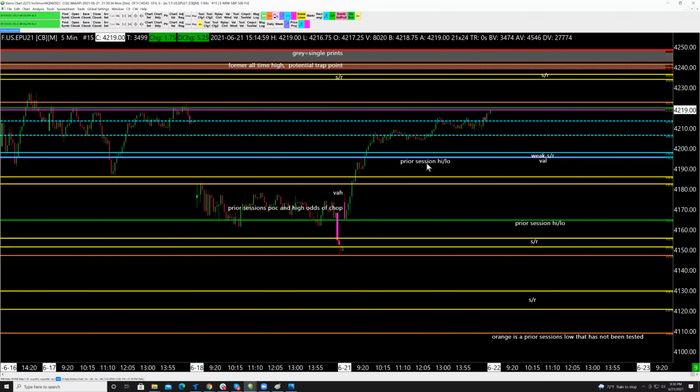Prior session high low goes up here. Value area high. Gray area single prints. You'll sometimes get rejection out of there. Former all-time high, potential trap point. The red line above is the all-time high. And let's see if I missed anything. And then we have a support resistance zone right over here that needs a label. I really like that location for a long, if we can get backside tested.